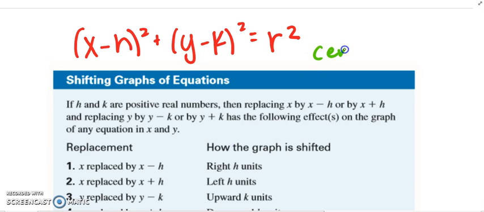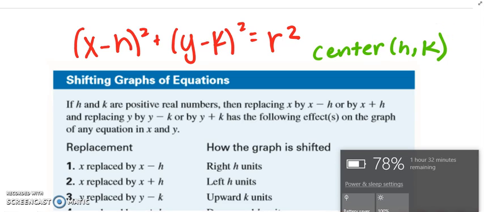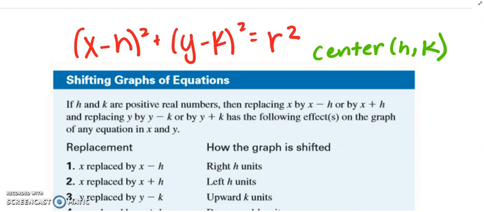Bless you. What'd you say? Okay, the center is (h, k). Remember, it's the opposite signs. So if it was -2 and -3, your center would be (2, 3). Not unusual, right? Change the sign inside the parentheses for your center.